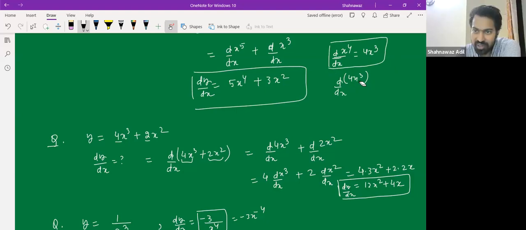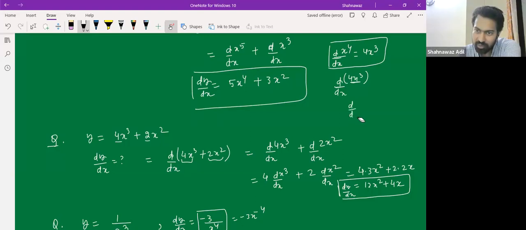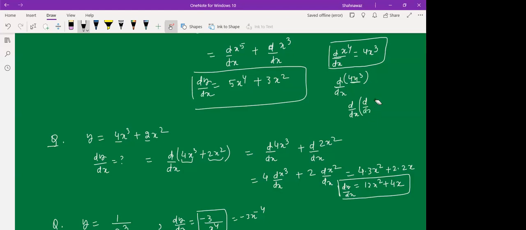But do we have the differentiation of x to the power 4? We have the differentiation of 4x cubed, right? Yes, sir. You can obviously write 4x cubed as d by dx of x to the power 4. So does it solve your doubt?